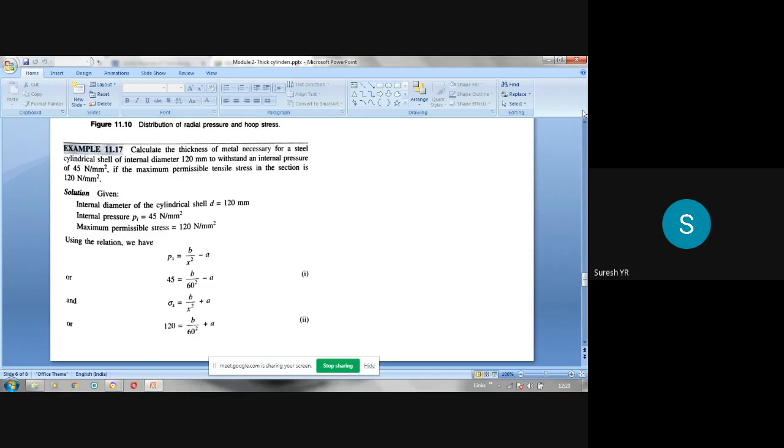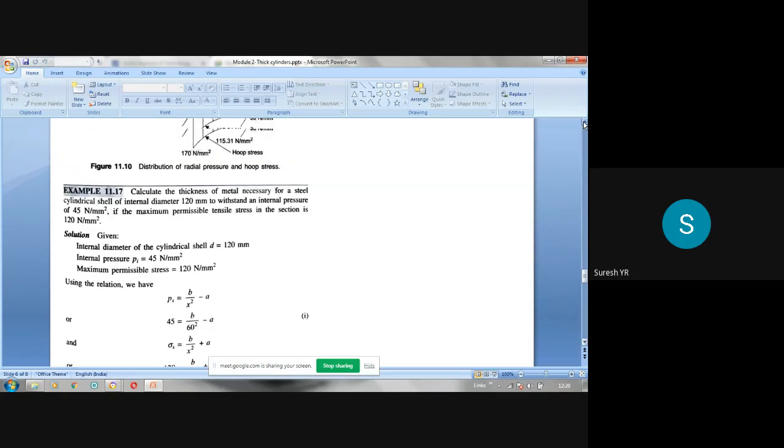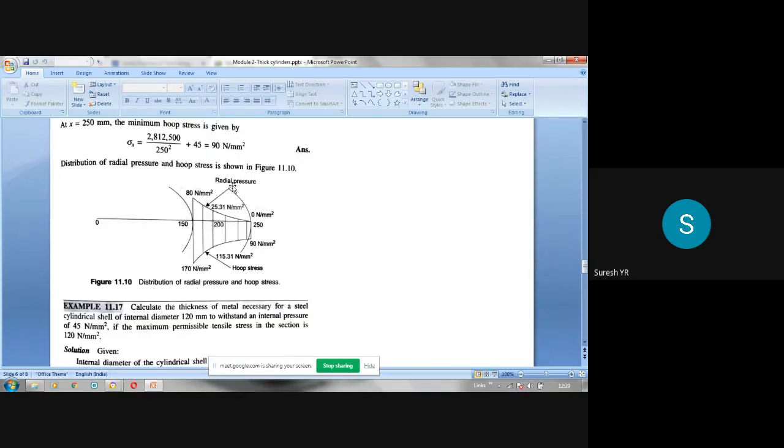In the diagram, it is plotted like this. See, this is the inner radius, this is the outer radius, this is the thickness. This is the center of the cylinder. So only a portion is shown here. 150 mm is the internal radius, 250 mm is the outer radius. So at 150 mm, the value of px is 80. At 200 mm, the value of px is 25.31 MPa or Newton per mm square. And at x is equal to 250 mm, its value is 0.